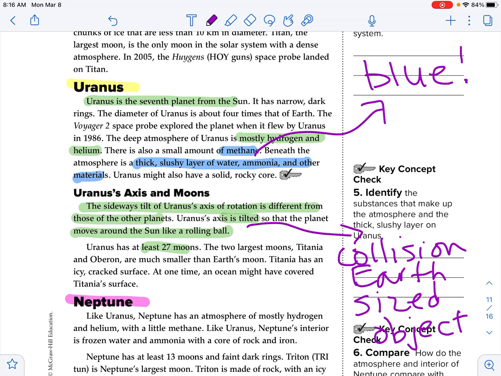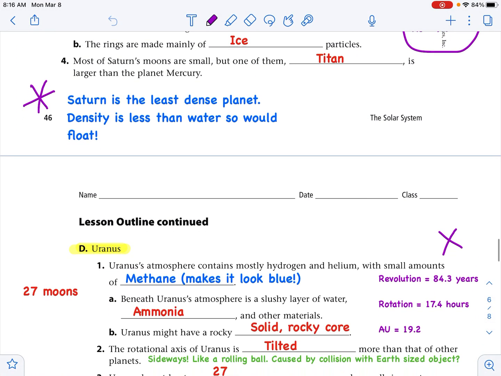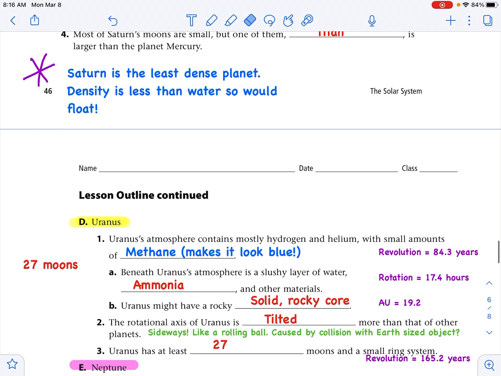So bang, hits it on its side. So instead of being up and down like so, perhaps then it's more rolling like that, rolling on its side like a ball. All right, so let's fill out this next section on Uranus.